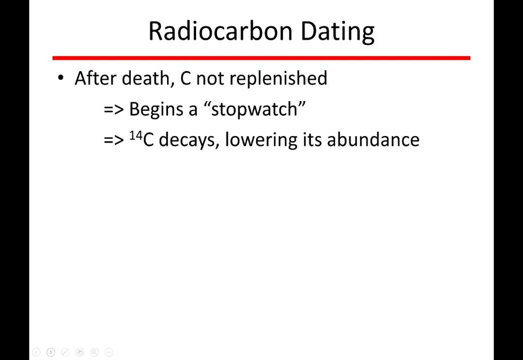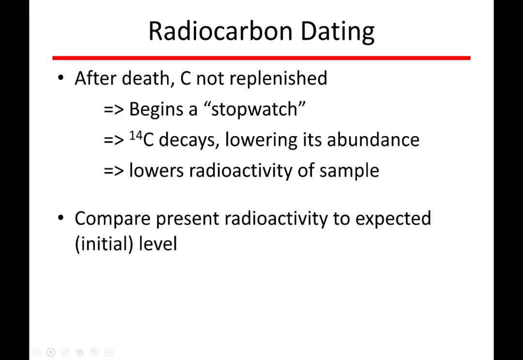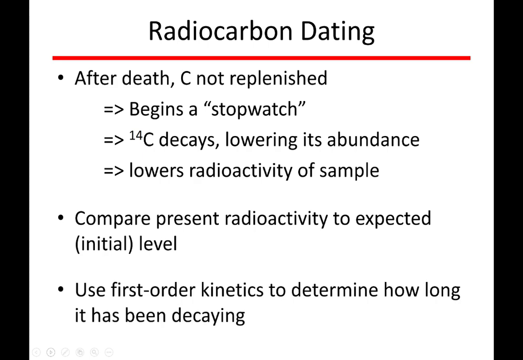And the stopwatch starts because carbon-14 in the sample will be decaying, and as it decays, the abundance of carbon-14 goes down. Its radioactivity goes down over time. And as a result, you can measure what the radioactivity of the sample is after many, many, many years and compare it to what the expected initial amount of radioactivity would be. And by comparing those 2 values and using first-order kinetics, you can determine the age of a sample. That's how you're able to radiocarbon date samples that are found on, let's say, archaeological expeditions.